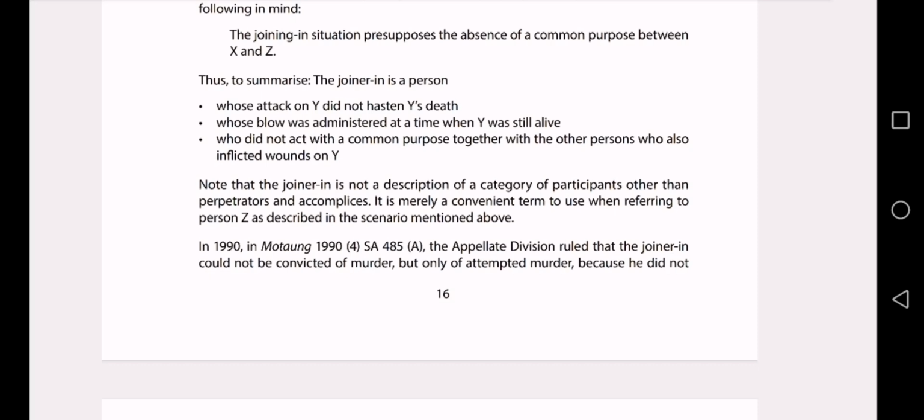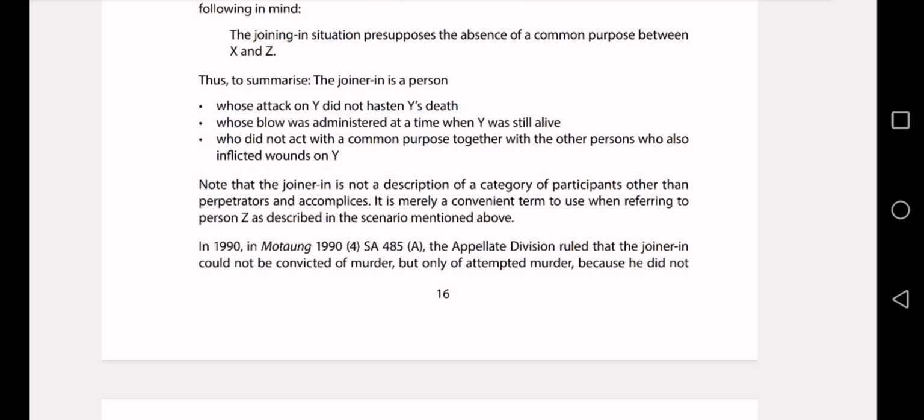In 1990, in Motaung, the Appellate Division ruled that the joiner-in could not be convicted of murder, but only of attempted murder, because he did not causally further the commission of the crime of murder, the killing of Y. The judgment of Motaung is now an authoritative judgment on the liability of a joiner-in.